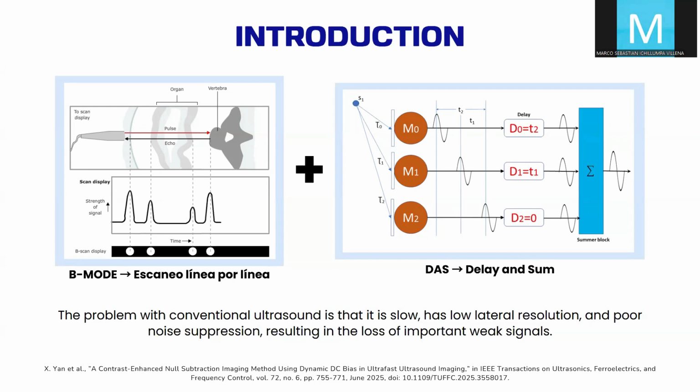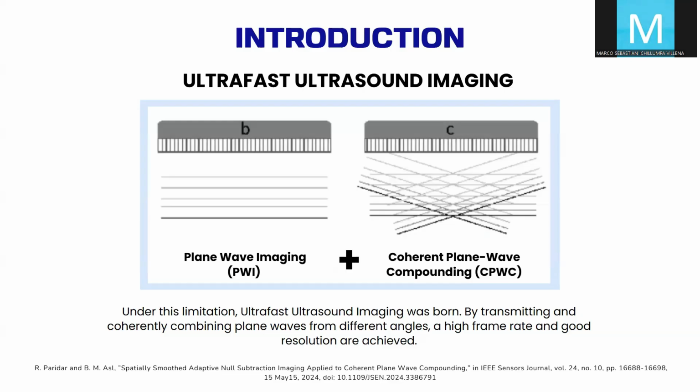The acquisition is relatively slow, the method struggles to suppress noise because all the received signals are given the same weight, and the resulting lateral resolution is limited. As a consequence, weak but clinically significant signals may not be properly visualized. To address these shortcomings, ultrafast ultrasound imaging was introduced.